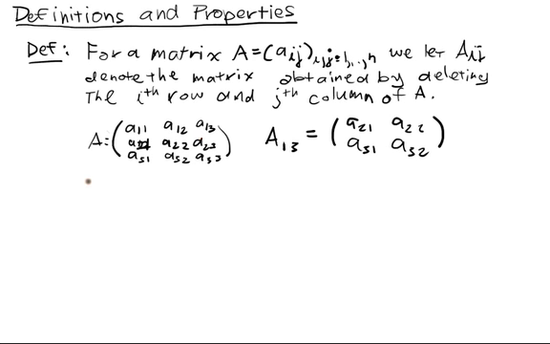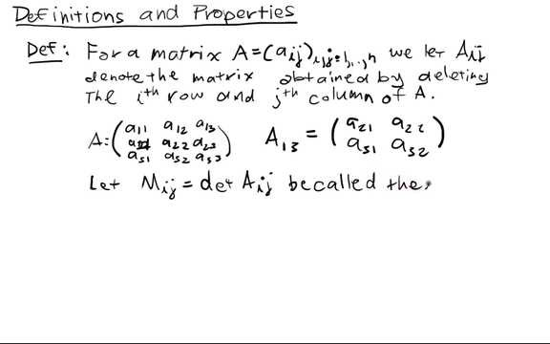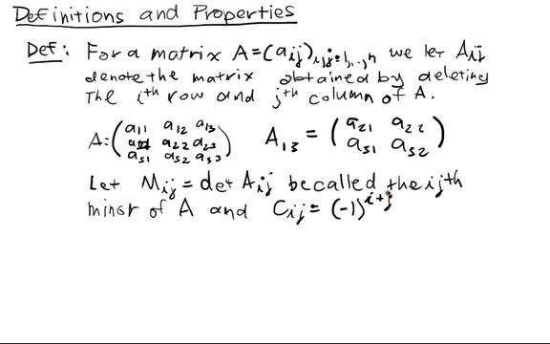That's the idea. And we're going to say we let M_ij, equal to the determinant of A_ij, be called the ijth minor of A, and C_ij equal to (-1)^(i+j) M_ij be called the ijth cofactor.